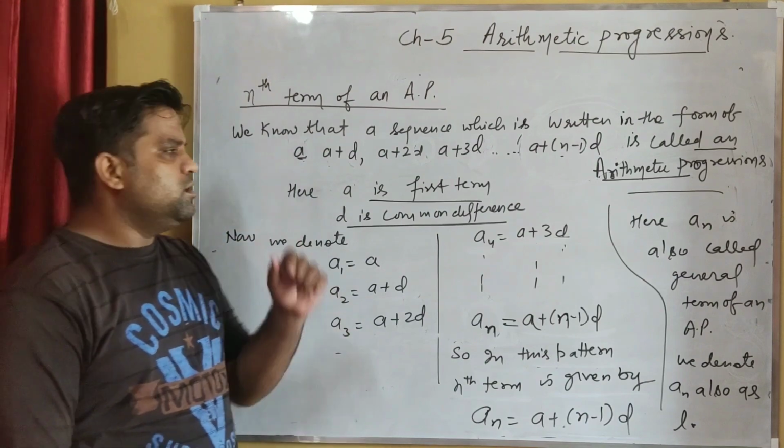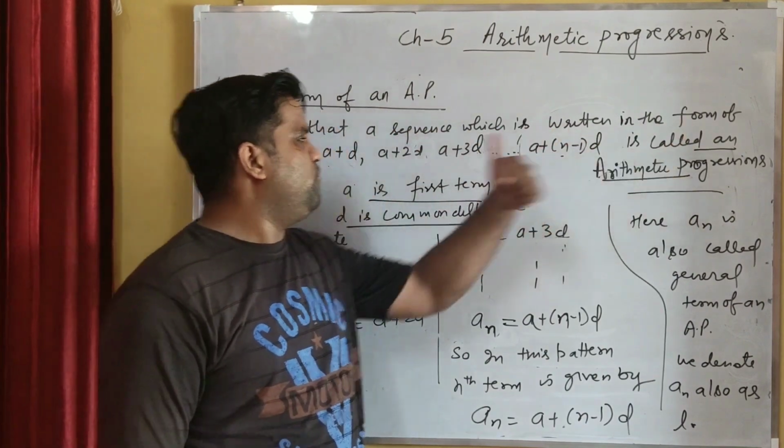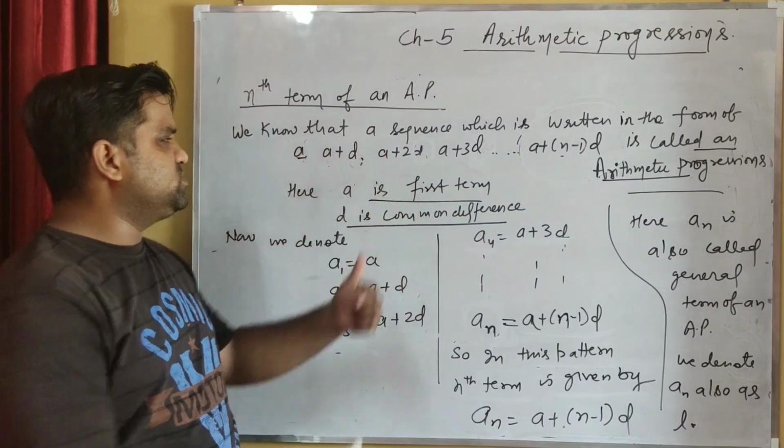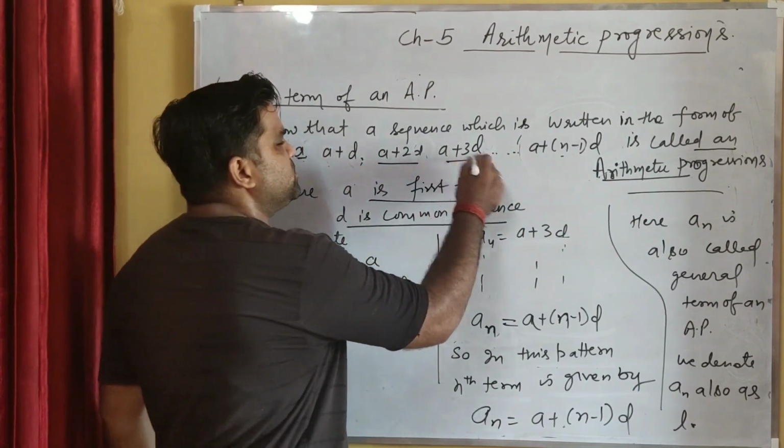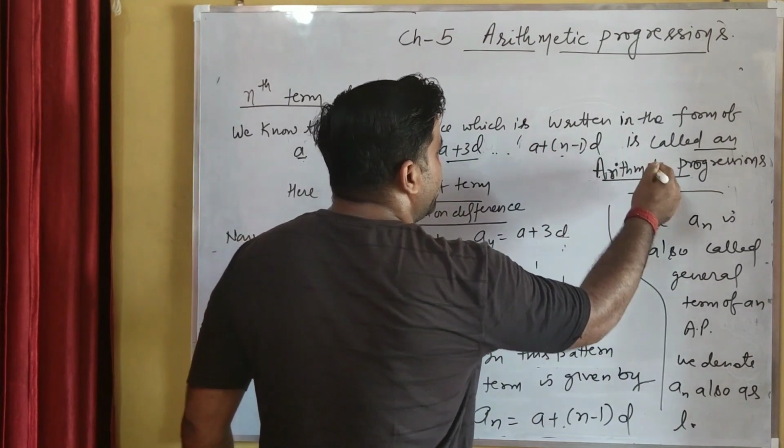Another term of an AP. So let us come. Again, we know that a sequence written in the form of a, a plus d, a plus 2d, a plus 3d, up to a plus n minus 1 into d.